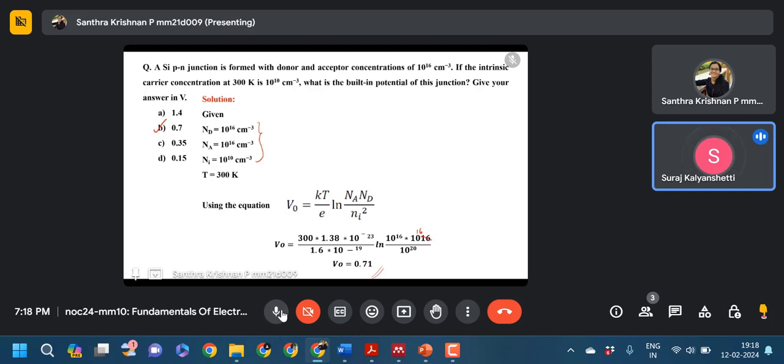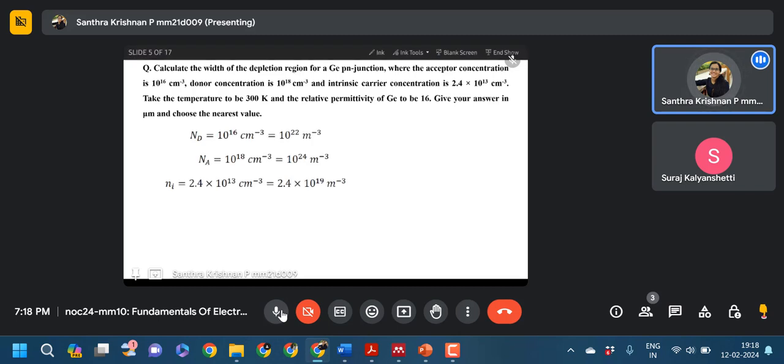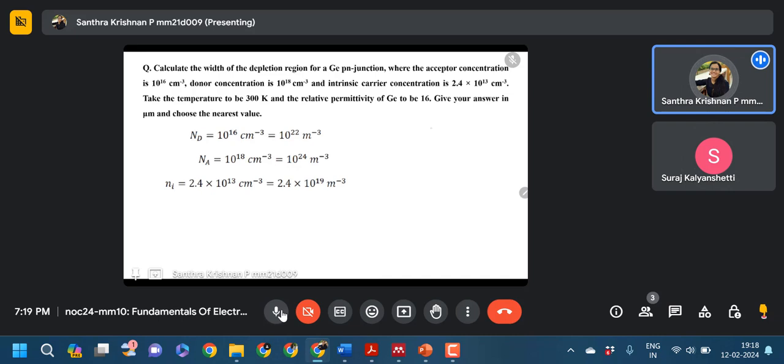It's okay. 0.70 volt will be the answer. So next is, calculate the width of the depletion region for a germanium PN junction. Same as the question before, where we discussed what the voltage is. Here we are finding out what would be the width of the PN junction. If this is the PN junction, what would be this particular width?